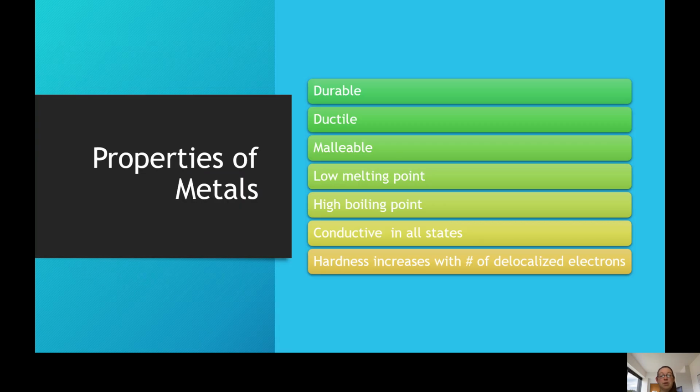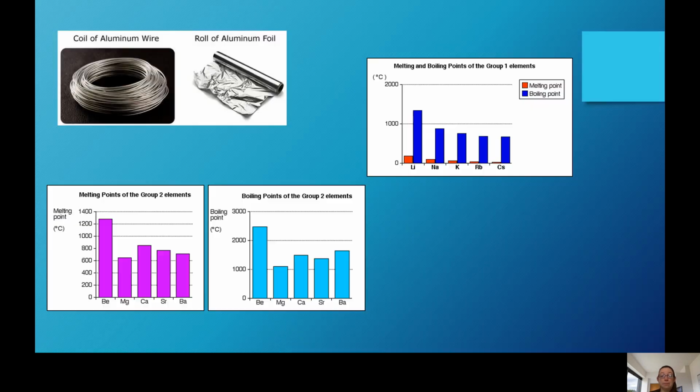So the properties of metal are that they're very durable, they're ductile, they're malleable, they have low melting points, high boiling points, they're conductive in every state, and the hardness of a metal actually increases with the number of delocalized electrons it has. Now, if you don't know, ductile means that you can pull something into a wire. So think copper wiring in your house. And malleable is sheets. So think aluminum foil. And we're going to see an example of this.